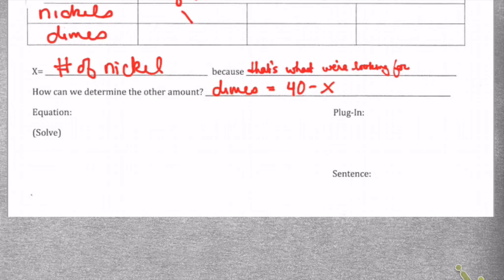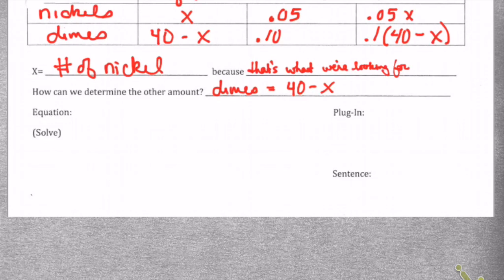And so if our X is the number of nickels, and we said 40 minus X would be the number of dimes, a nickel is worth 5 cents. So I'm going to say 0.05. And so the total value of all the nickels would be 0.05X. A dime is worth 10 cents. And so the total value of the dimes would be 0.1 times 40 minus X. And we know that together their values give us $2.90.